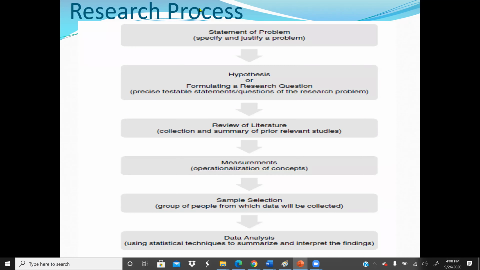So we said the research process begins with the statement of a problem. That is the first step. We need to state our problem very clearly. So we have to specify and also justify a problem, and the problem is stated very clearly. The next step, we take our hypothesis, if there is a hypothesis, or we need to formulate a research question.